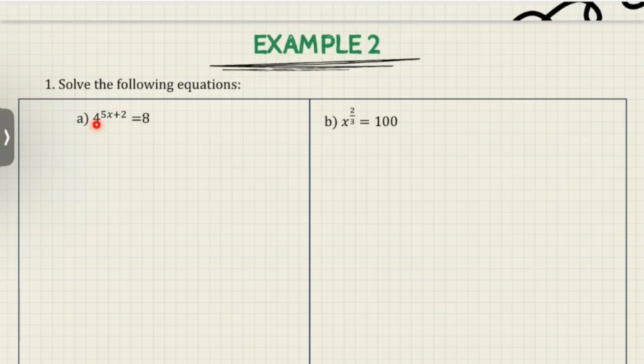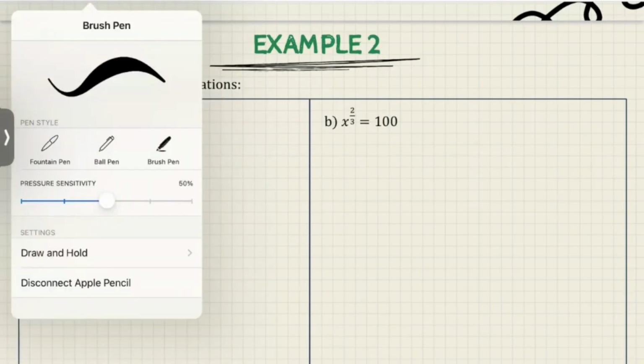So 4 dengan 8 both can be written as base 2. Okay, where 4 will be 2 to the power of 2. Alright, and 8 will be 2 to the power of 3.